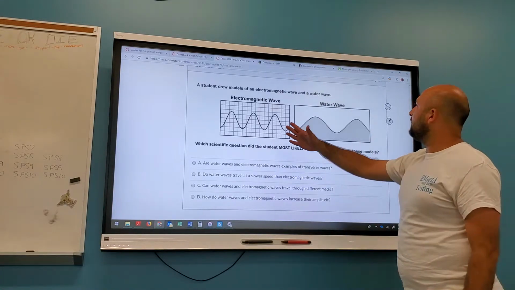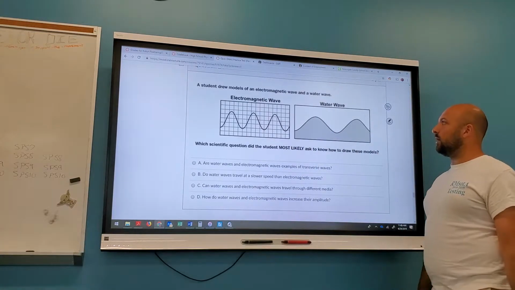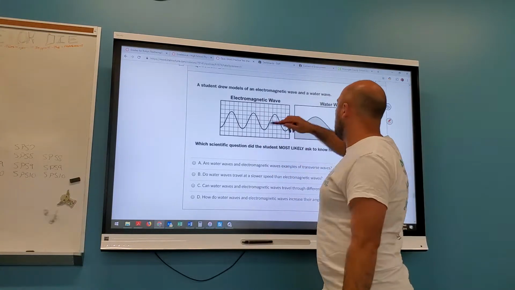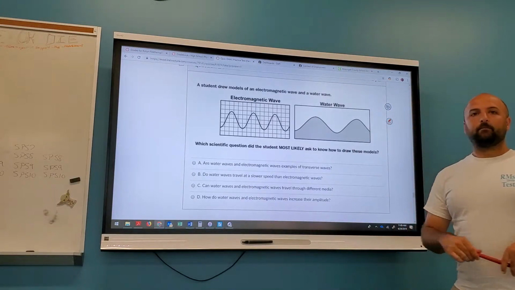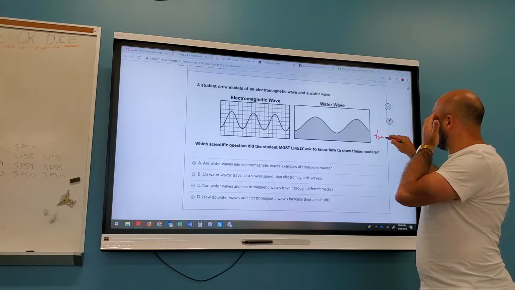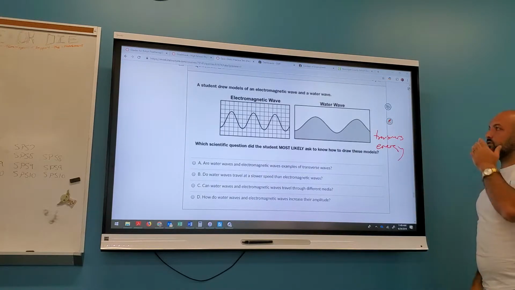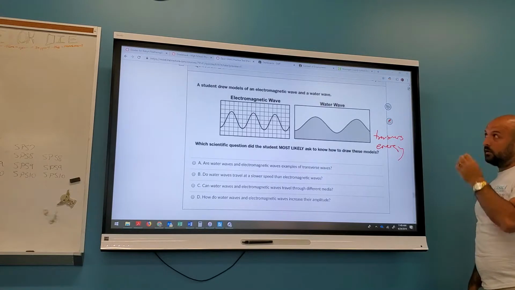So, when I see an electromagnetic wave and a water wave, I want to look at these two things and see how they're similar. Well, both of these, you can tell right off the bat, go up and down. What kind of waves go up and down like that? Transverse waves, right? So we know we have transverse waves going on, all right? We know that all waves transfer energy. Those are some similarities there.